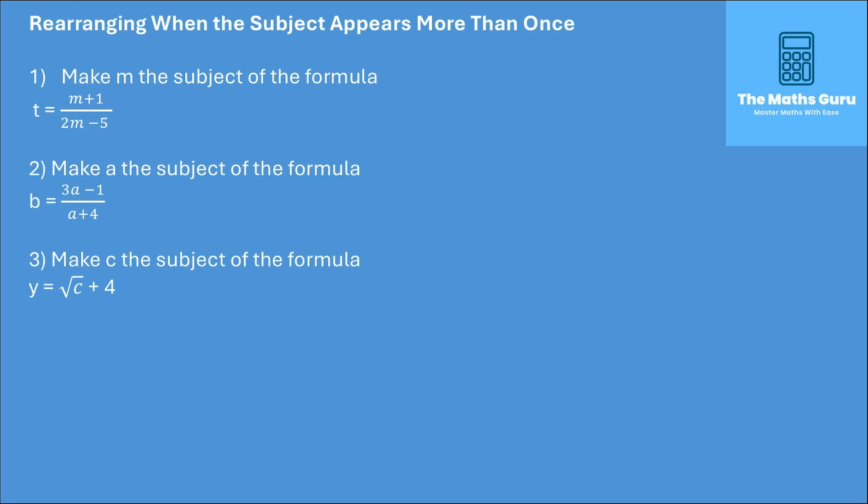Moving on, we're rearranging when the subject appears more than once. So, in this case, we have t equals m plus 1 over 2m minus 5. So in this case, when we have two expressions involving m, when one is being divided by the other in the form of a fraction, we times through by the denominator to get rid of the fraction in our equation.